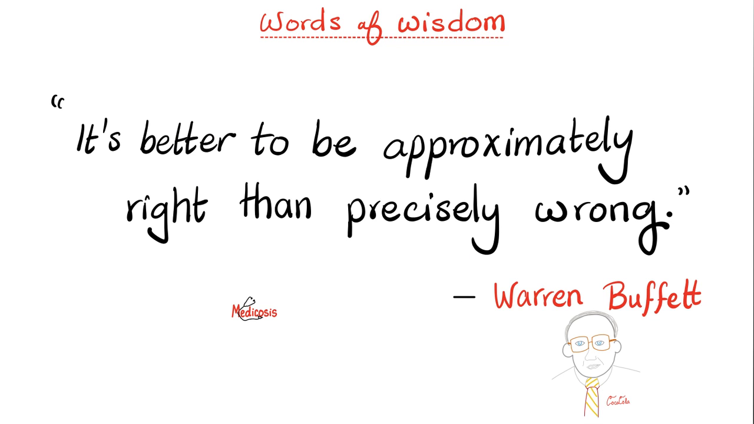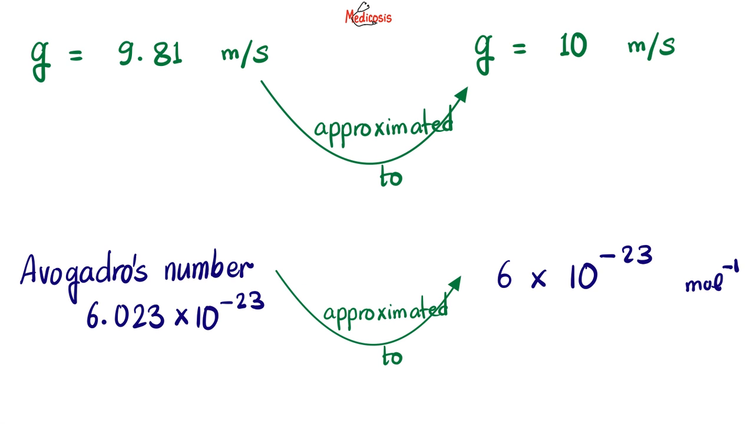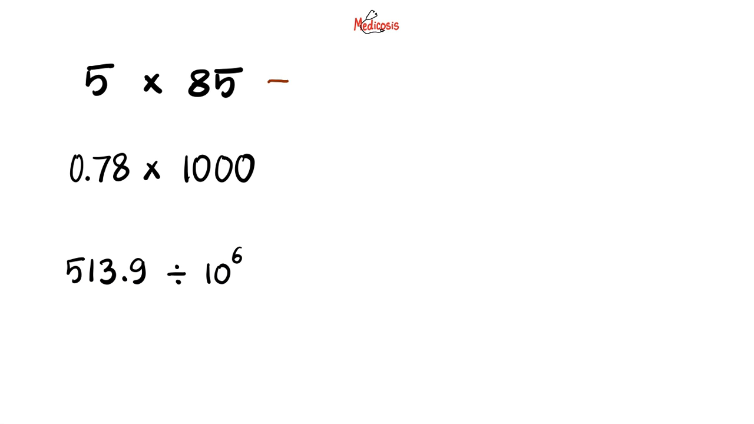Next, some words of wisdom. It is better to be approximately right than precisely wrong. So, on your MCAT exam, acceleration caused by gravity is 9.8 or 9.81. But if you round it up to 10, no big deal. It's close enough. As for Avogadro's number, you can just approximate it to 6 times 10 power 23 instead of all of this nonsense. Okay, please try to solve these 3 problems.